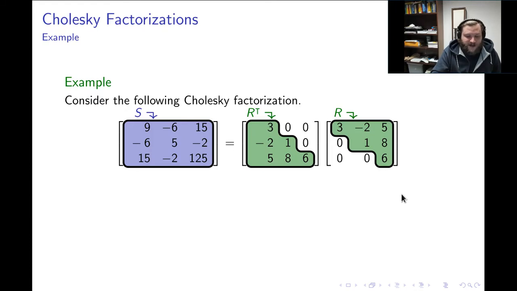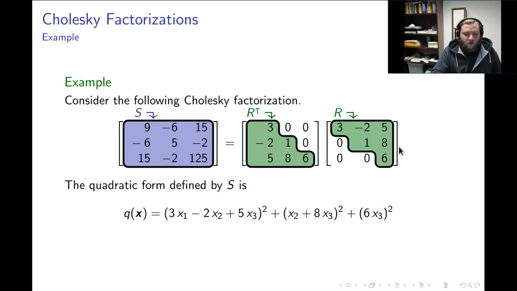Here I have a matrix S factored as R transpose times R, where R here is upper triangular, and its diagonal is non-negative. So there aren't any negative numbers on the diagonal here. Once I have this factorization, I know that my quadratic form is a sum of squares. The first square here is the square of the first coordinate of R multiplied by the input vector x, which would come from the first row.